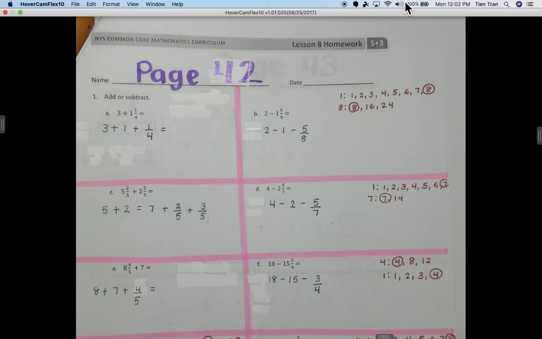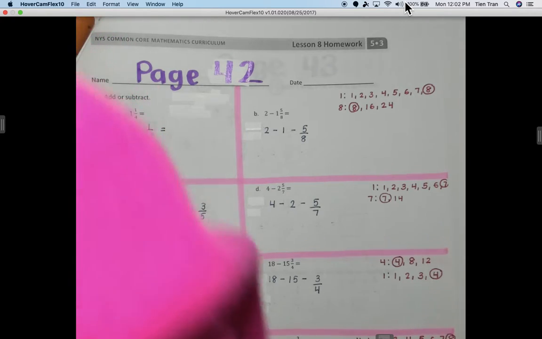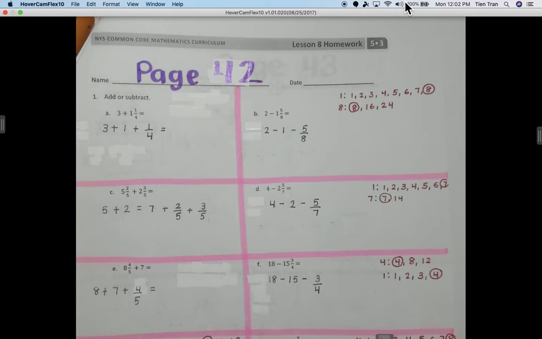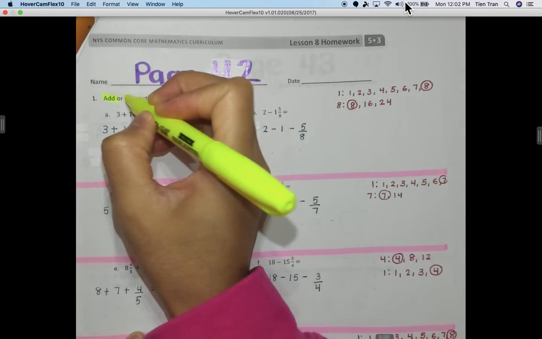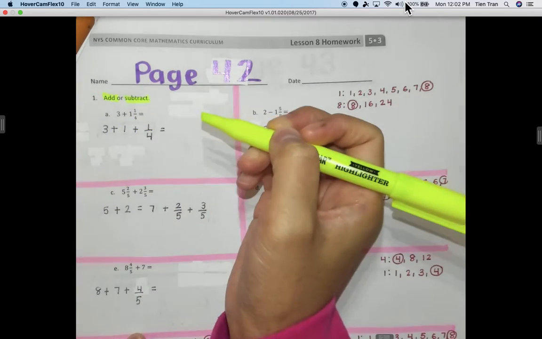So I want you guys to pay close attention because it's very, very important that you're seeing how to add these numbers together because you will see them on your tests and you will see them in other problems, and it builds on. So the first one we have here, the directions tell you to add or to subtract. In this case, this one is asking you to add.